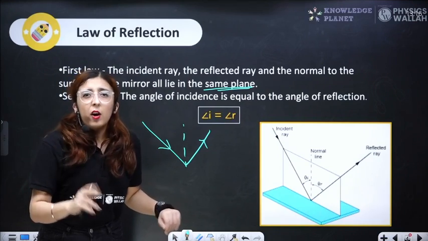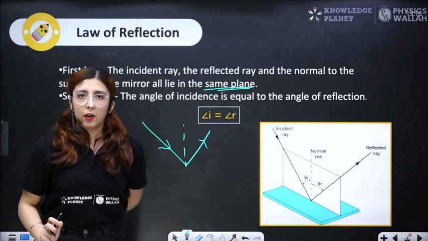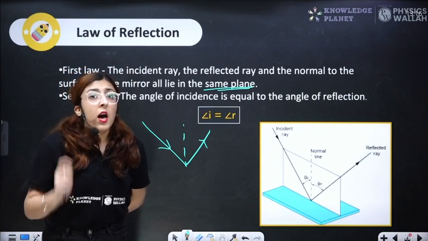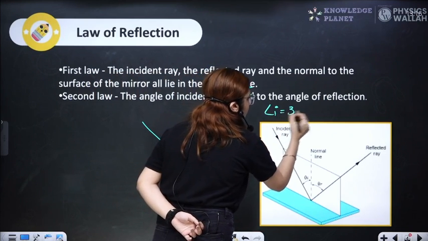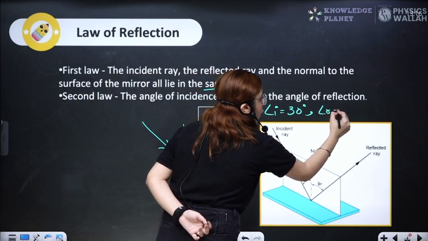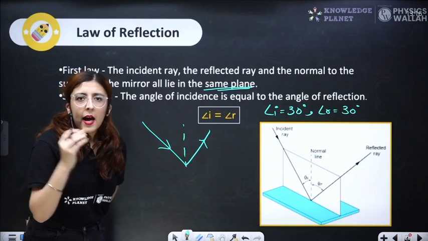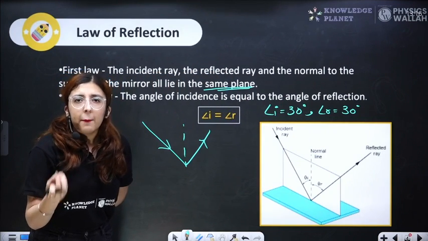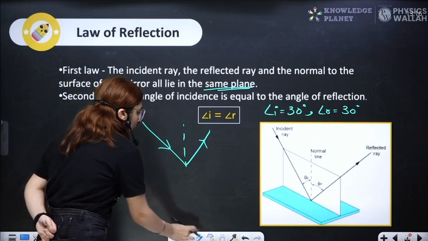The second law is the easiest one. My angle of incidence should be equal to the angle of reflection. That means if my angle of incidence is 30 degrees, my angle of reflection will also be 30 degrees. If my angle of incidence is 20 degrees, my angle of reflection will be 20 degrees. Now, here the case arises.